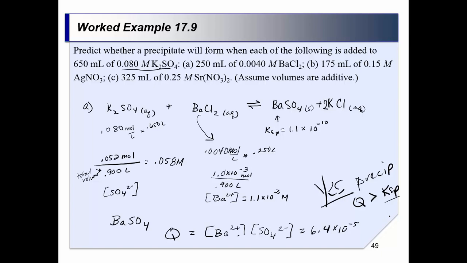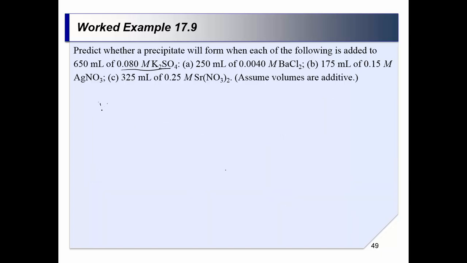For B, we have again our potassium sulfate and silver nitrate. Now, there is a Ksp value given for silver sulfate, which is one of our potential precipitates, and this is Ag2SO4, silver sulfate. And that Ksp value would be equal to the concentration of the silver squared times the sulfate.